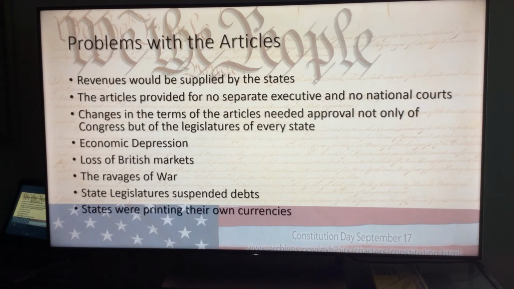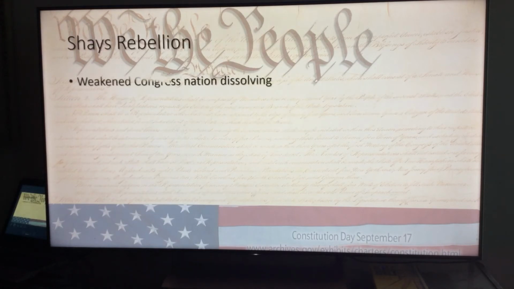States are printing their own currencies. What is the value of currencies between different states? Some states had different valuations. So you had all of this different money flowing around the country, and really, what was it worth? There was nothing there to say what it was worth. So what happens is, leads to Shays' rebellion.